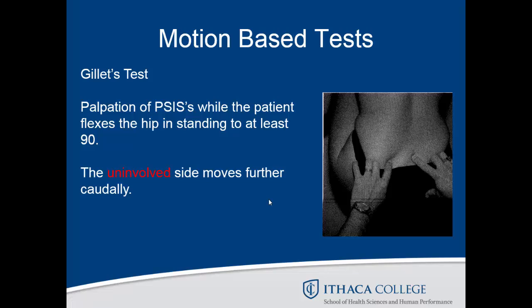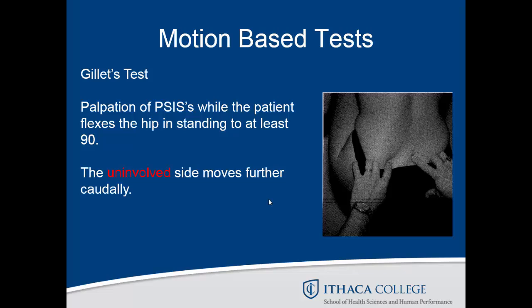Okay, so the uninvolved side moves the farthest. So again, this is a source of confusion when you think about sitting and standing flexion and then Gillette's. In sitting and standing flexion, the one that moved first or farthest was the involved side because it was the stuck joint. Now the one that moves farthest is the uninvolved.